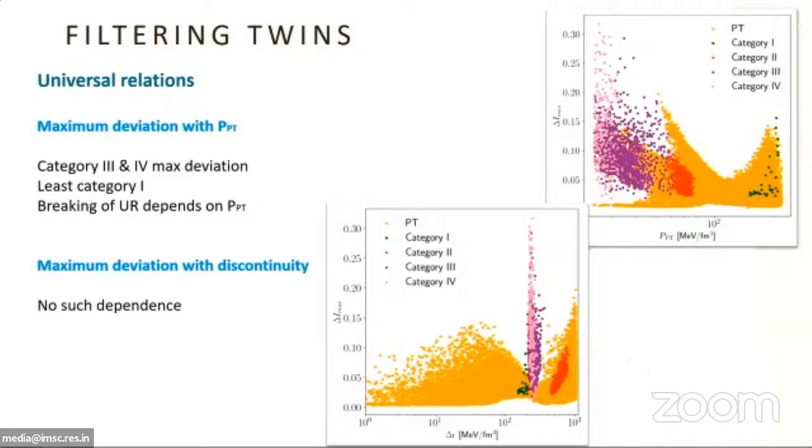So I can plot the maximum deviations as a function of the point of phase transition, and I can see that for category 3 and category 4, this maximum deviation depends on where it is happening. The earlier the phase transition happens, the larger the deviation. However, there is no such trend when I look at the maximum deviation as a function of the density discontinuity. Therefore, for a normal first order phase transition, the deviation from the universal relation depends on the density discontinuity. However, for twins, it depends on where the phase transition is taking place.